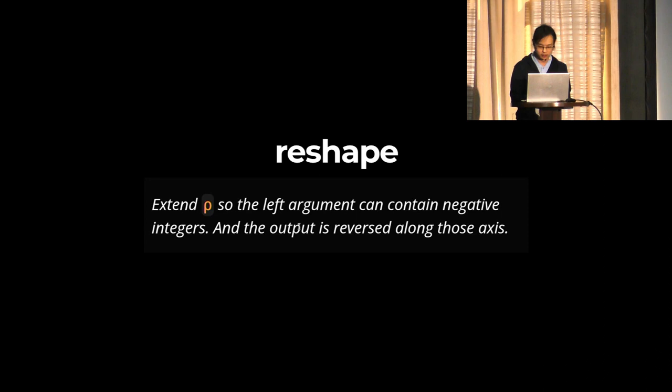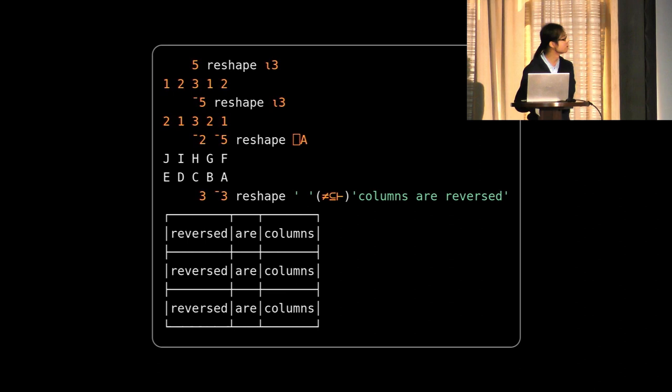Here are some examples. If you reshape 1, 2, 3 by 5, they just repeat your data. If you reshape with a negative value, it does the reshape, but reversed on the only axis here. And if there are negative values in other places, they just reshape according to where they are. And it should also work for big arrays and higher-order arrays.